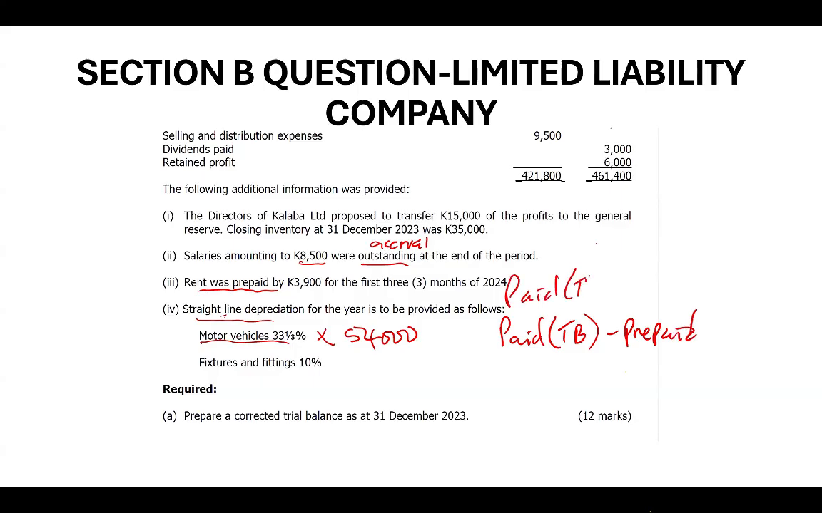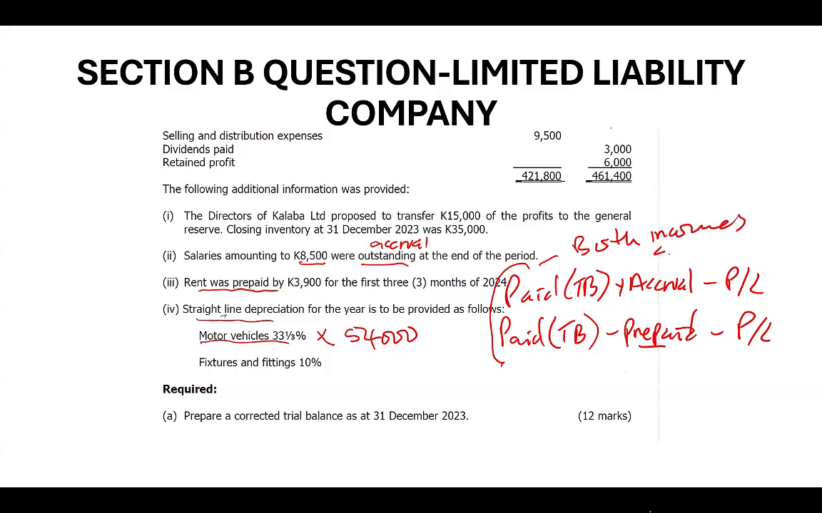Paid, which is TB, plus accrual. That's what will go to P&L. So for prepaid, you subtract. And this concept applies to both incomes and expenses. The only difference between incomes and expenses is when you take the accrual or prepayment to the statement of financial position.